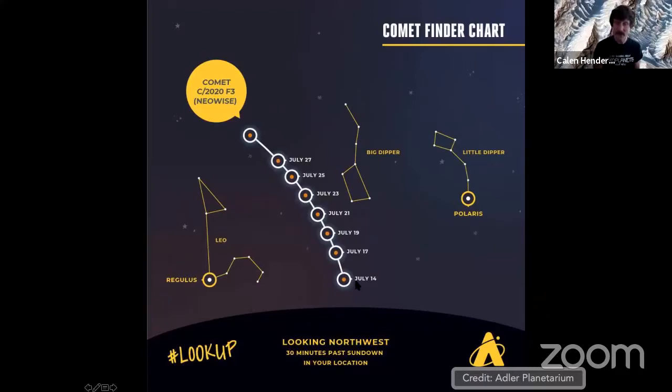So the white circles with the orange dot are showing every night, about 30 minutes after local sunset, where the comet can be found. And so you can see tonight, it's actually just south of the Big Dipper. And as the nights increase, we're seeing it higher and higher in elevation, really straddling that gap right between Leo and the Big Dipper. I'll note as well that tonight should be particularly good because we're just a couple nights after the closest approach.